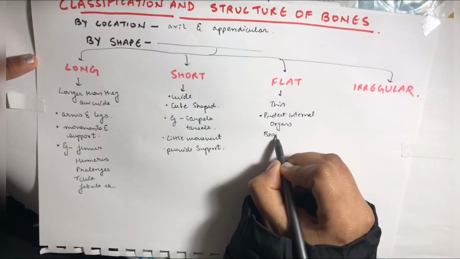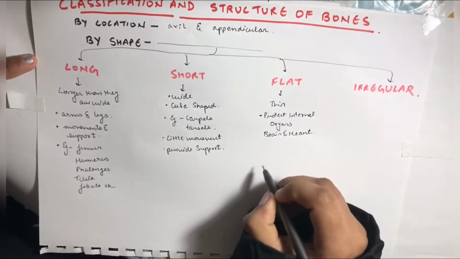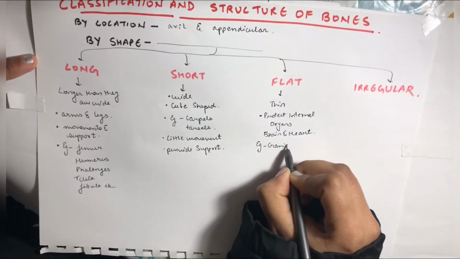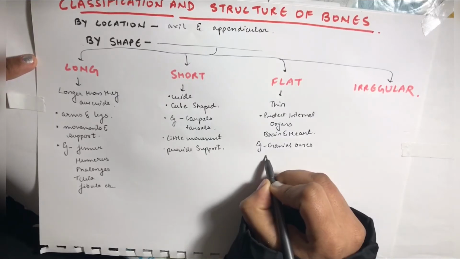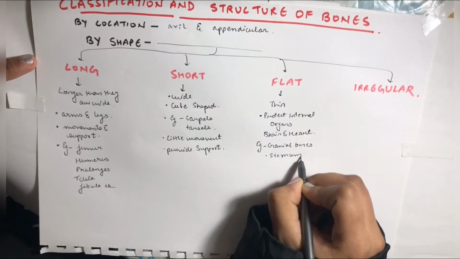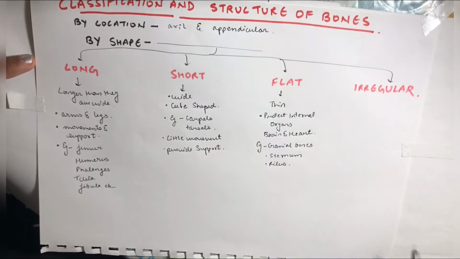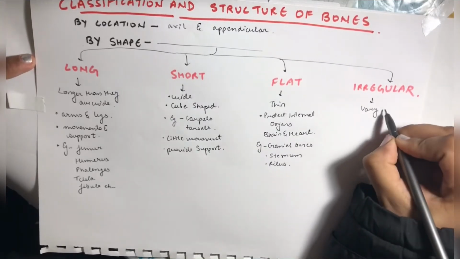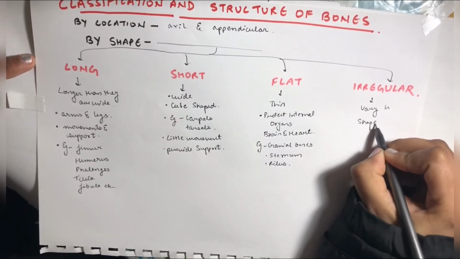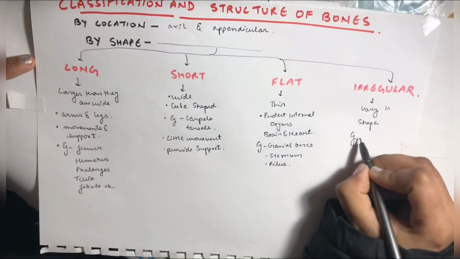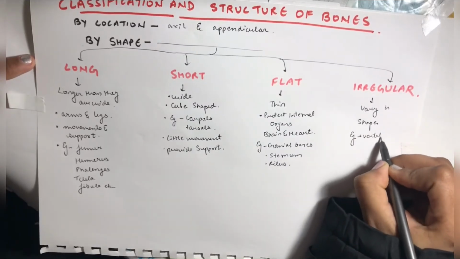Then we have flat bones, which are thin and protect the internal organs. These are very important bones because they protect our brain and also our heart and lungs. Examples of these bones are cranial bones, sternum, and ribs. After that we have irregular bones. They vary in shape. Examples are the vertebrae and the pubic bones.